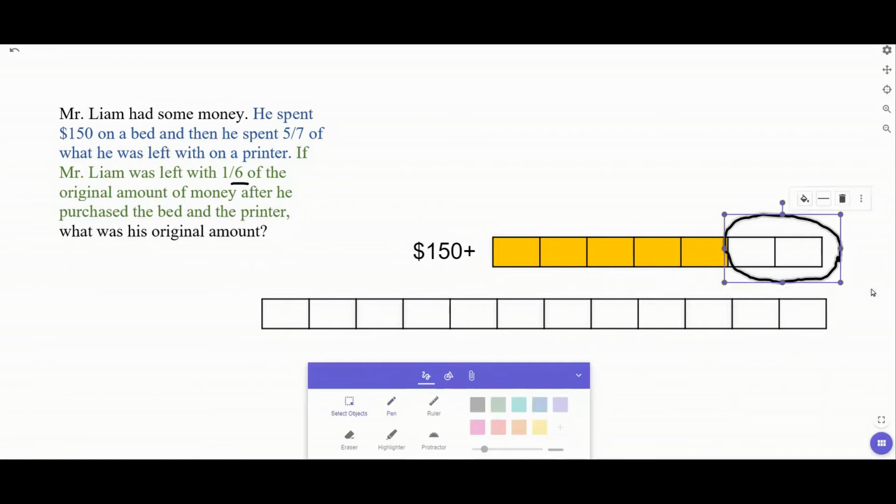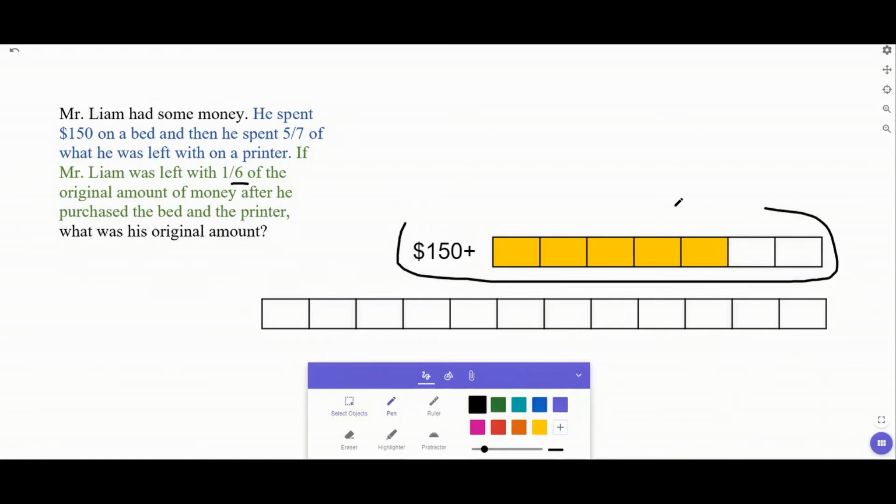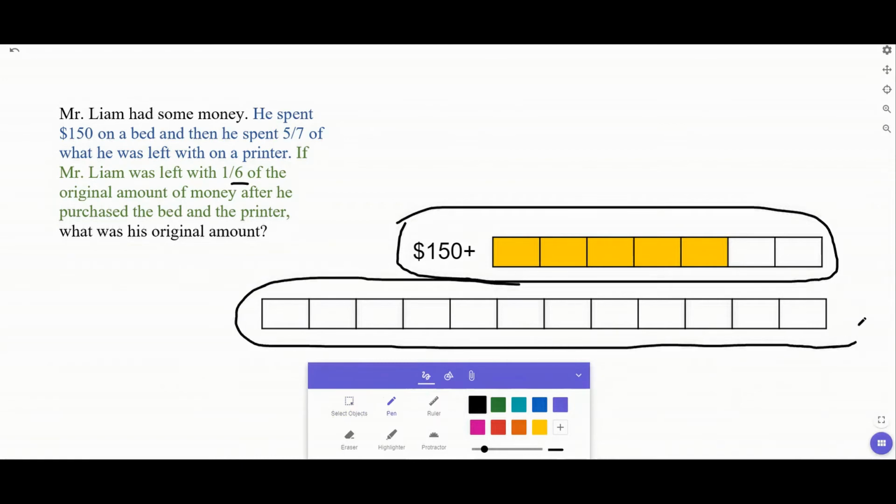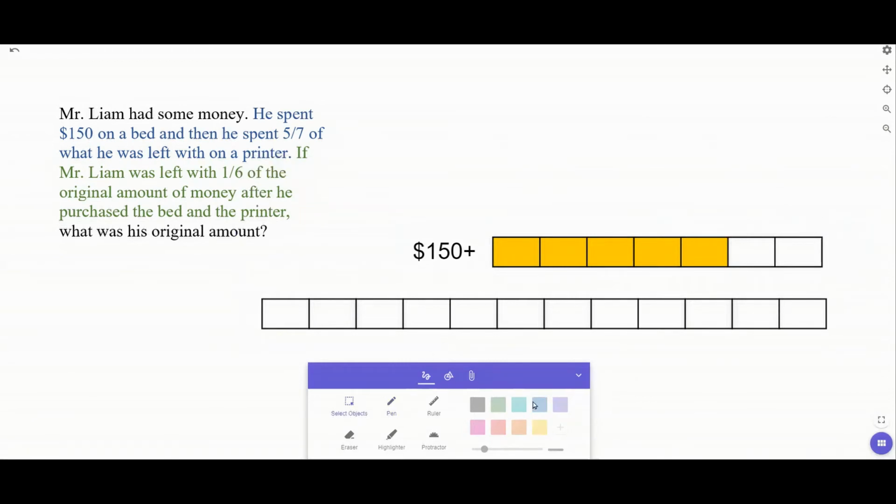Having said that, this is very convenient. So this and this, they both represent the same original amount. I don't know what it is, but they represent the same amount. And that's very helpful. I'll tell you why. Because I have 1, 2, 3, 4, 5, 6, 7. 1, 2, 3, 4, 5, 6, 7.